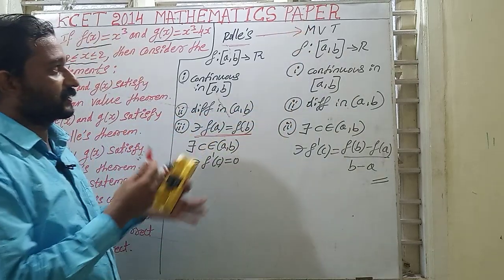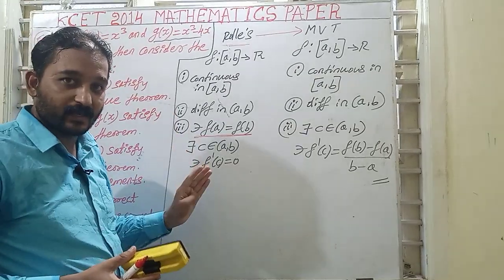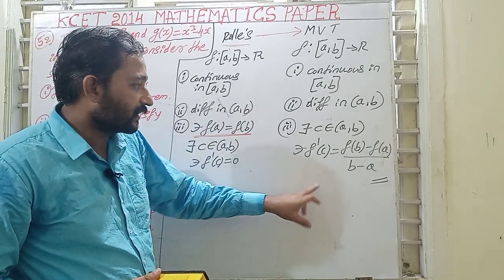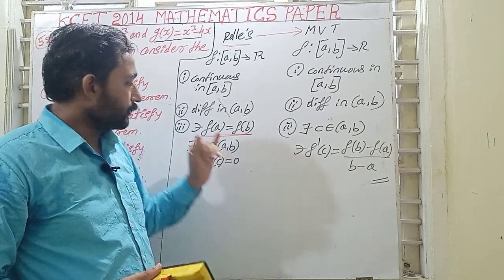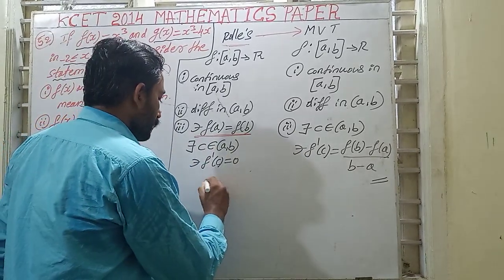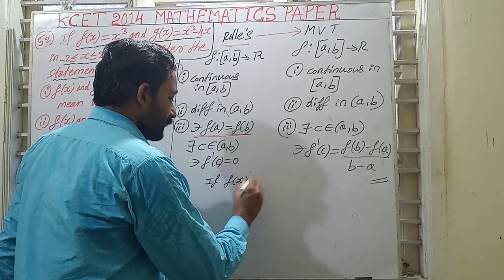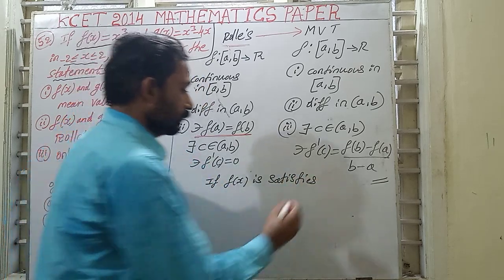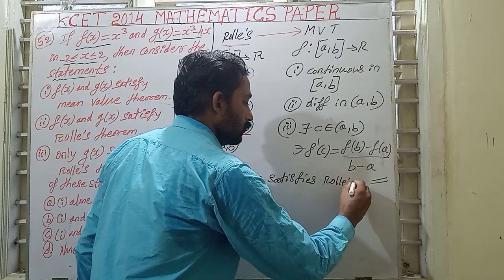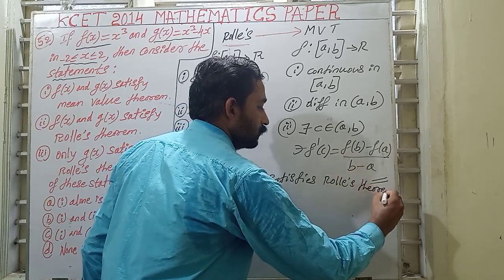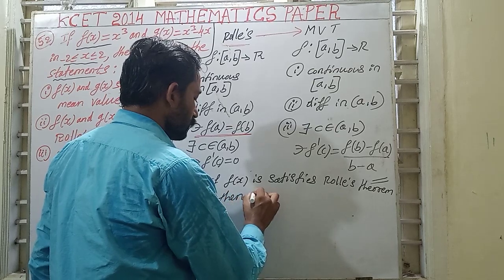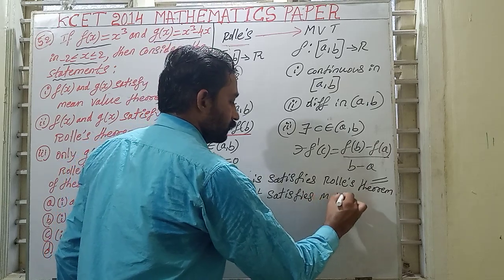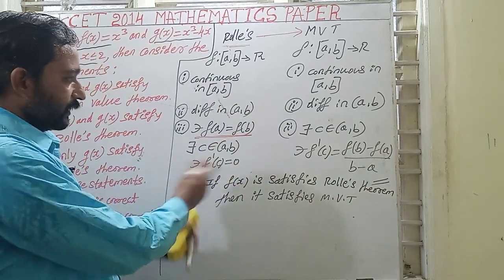It is not reversible. If a function satisfies Rolle's theorem, then it satisfies mean value theorem, because the condition f of a is not equal to f of b is not necessary. Clear? So one note: if f of x satisfies Rolle's theorem, then it satisfies mean value theorem. Okay, so now let us come to the problem.